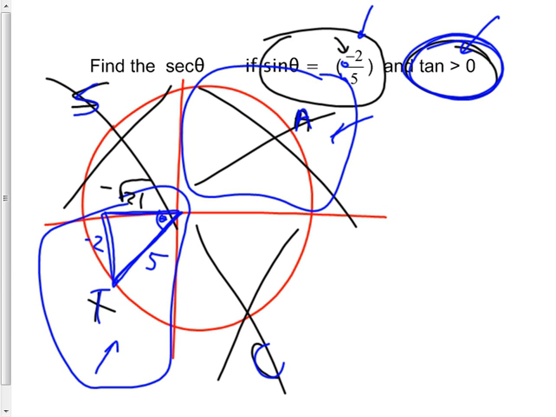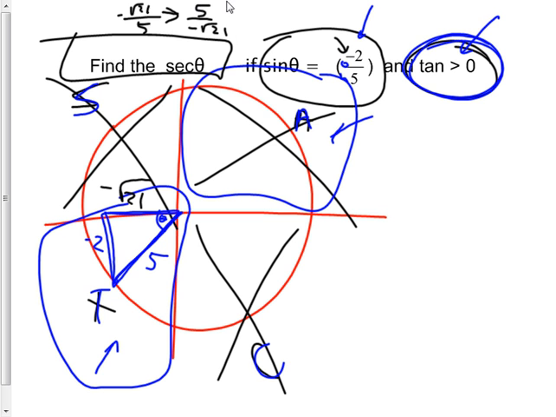All right, and then the final answer. Find the secant. They didn't ask me how many degrees it was. They asked me to find the secant. Well, to find the secant, I'm just going to find the cosine and then flip it. Cosine of this is adjacent over hypotenuse, which is -√21 over 5, and then I got to flip it. 5 over -√21, doesn't matter where the negative is, but there's your answer, right there. 5 over -√21.